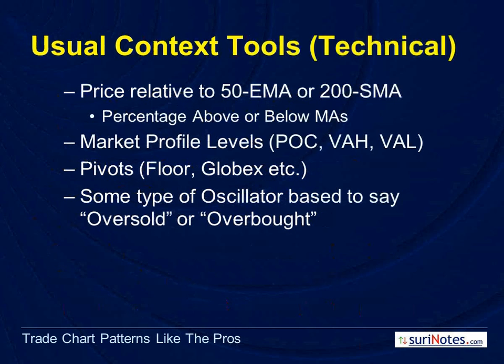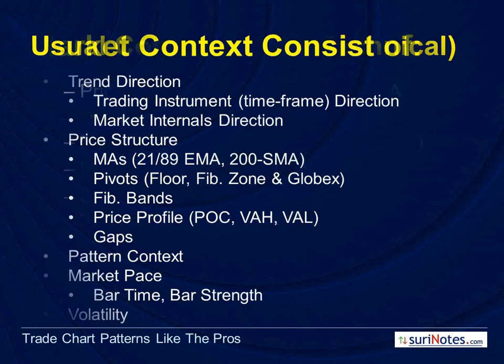So the usual context tools people use are the 50 period and 200 period averages. If you trade based on option theory, then you're looking at the market profile, like a point of control or value area high and low. A lot of people use pivots, and I use them too. Or if you're oscillator based, then you look at the market and say it's oversold or overbought. Those are the typical tools.